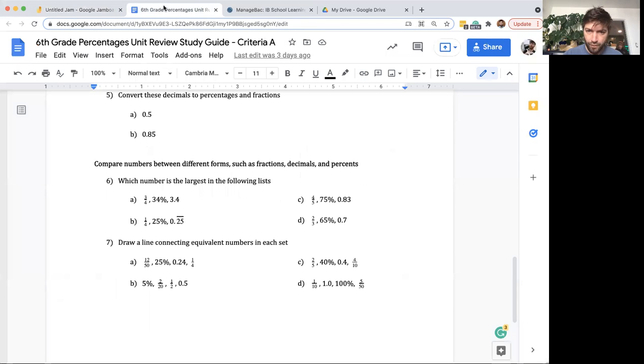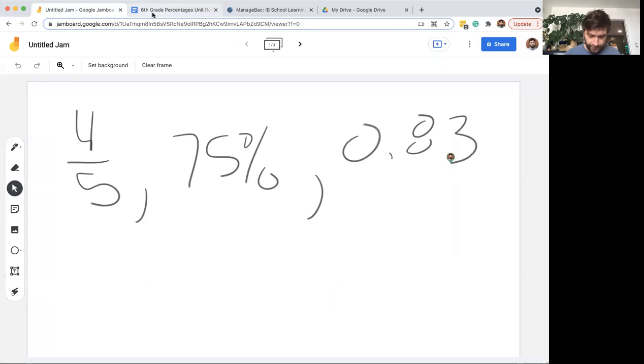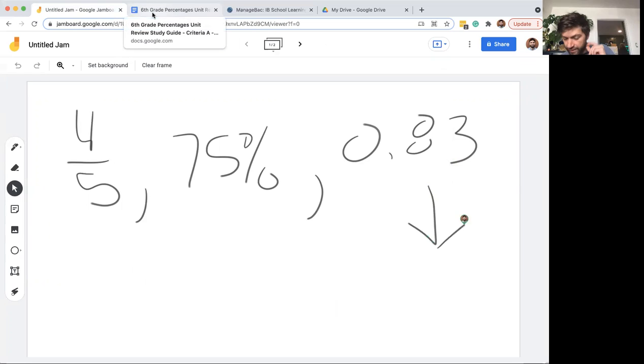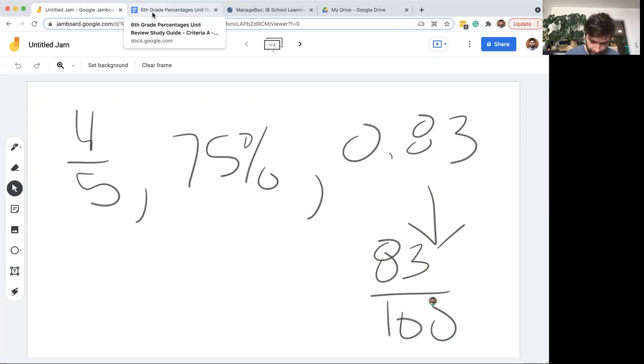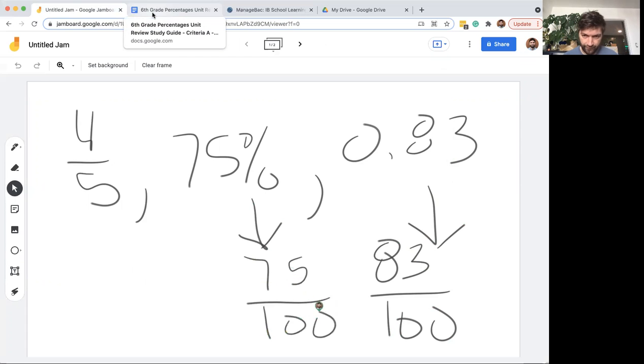Okay. So next I have 4/5, 75%, or 0.83. So this time I will convert them all into fractions. Why not? So 0.83, 3 is in the hundredths place. So my denominator will be 100, it'll be 83 out of 100. 75%, percent is always out of 100. It's going to be 75 out of 100, and I can already see which one's bigger here, 83.